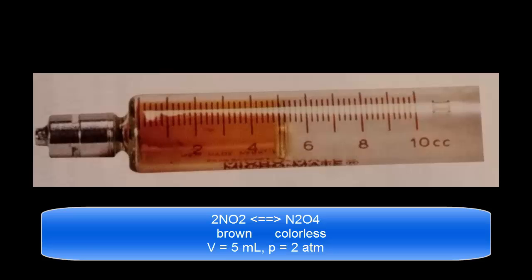Then when the syringe is depressed, the volume is cut in half to 5 milliliters and the pressure doubles to 2 atmospheres. And the color becomes darker brown because the NO2 is at higher concentration, being that the total volume is only 5 milliliters now, than it was when the total volume was at 10 milliliters.